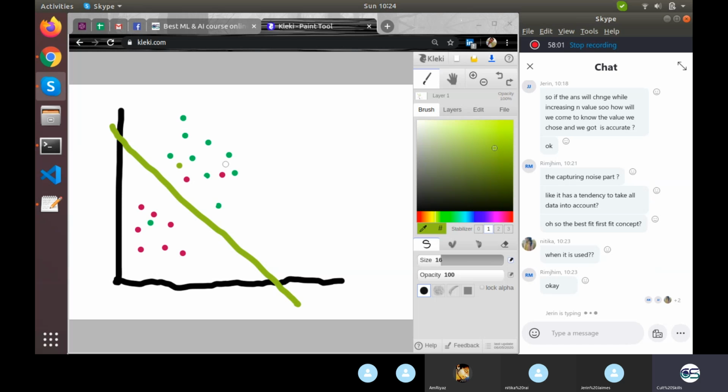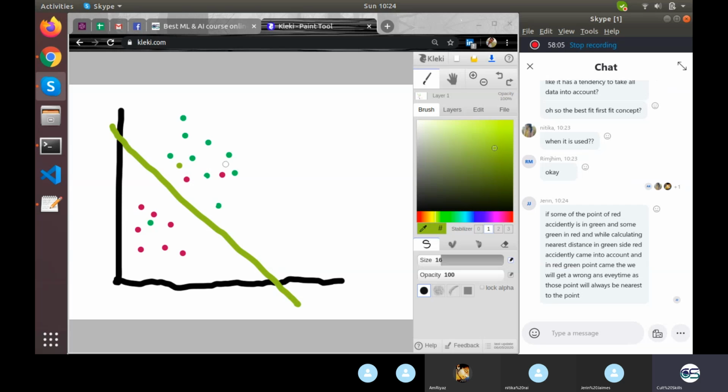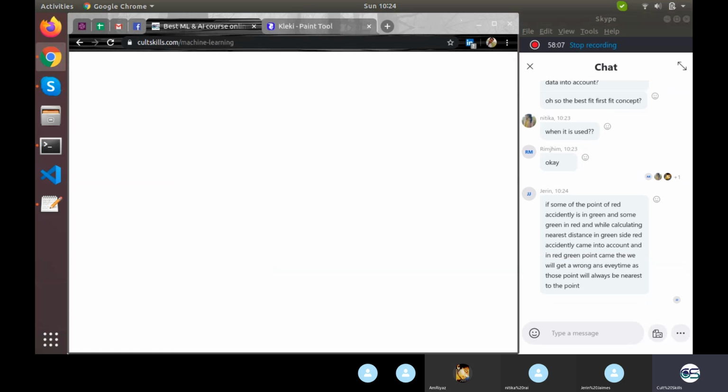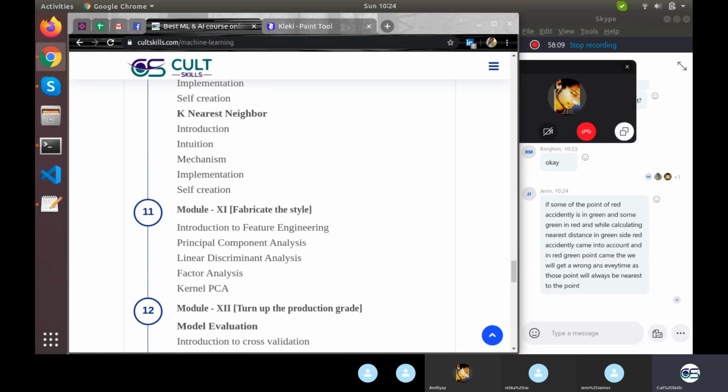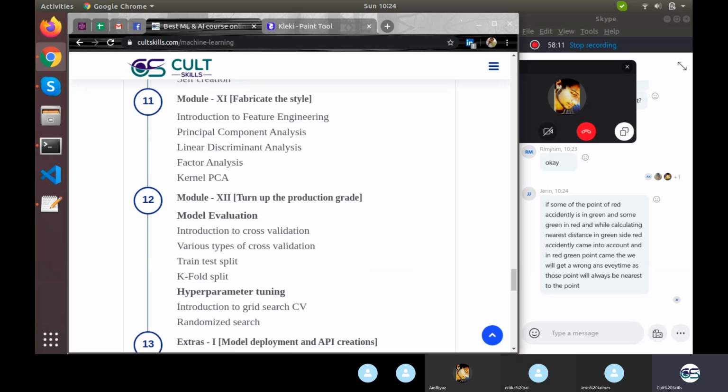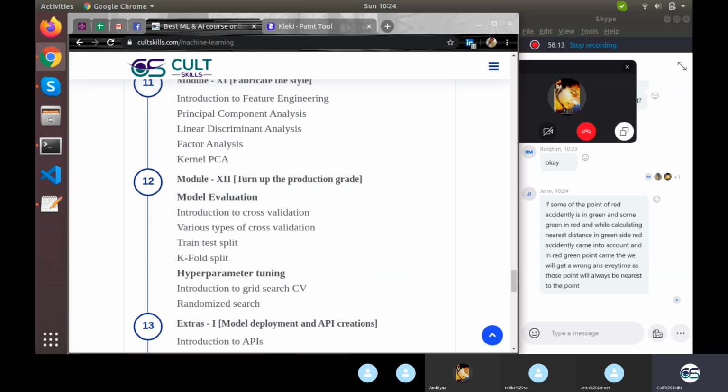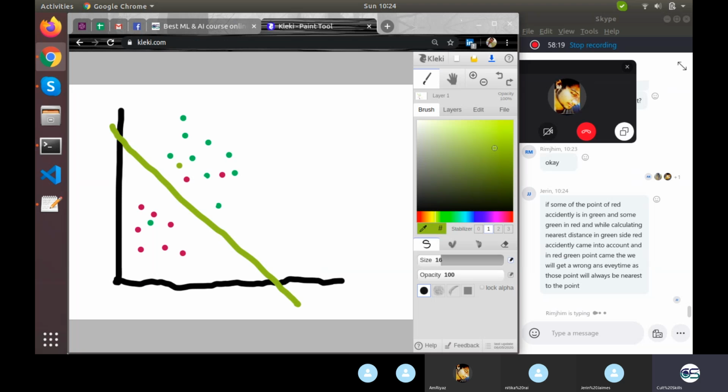Moreover, we are going to study tuning the hyperparameter in the next class as well, when we will talk about grid search or randomized search, right here in module number 12, I guess. Yes, module 12, hyperparameter tuning. At that time we'll search about grid search and randomized search as well. We're going to talk about them.